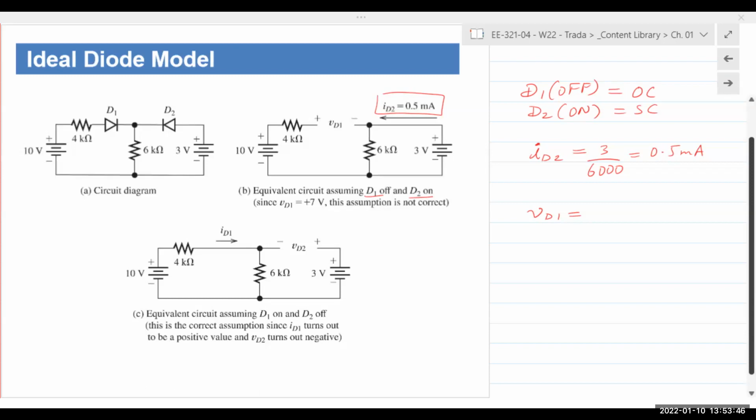You said if the anode is higher... Yes. If the anode is at a higher potential than the cathode, it is forward bias.